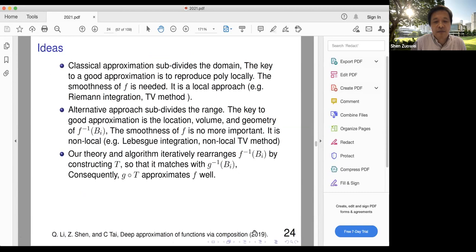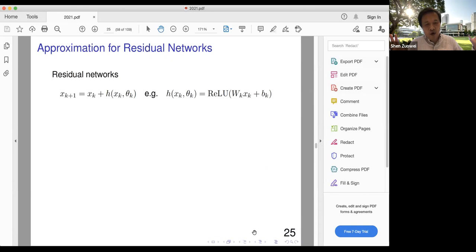Next, what we talked about so far is all about functions. Now we come back to the neural network. One of the most popular neural networks is the residual network, one of the most widely used networks. The function composition layer cannot be applied to that, but we want to see whether this residual network also has the same kind of theoretical result we have for functions.